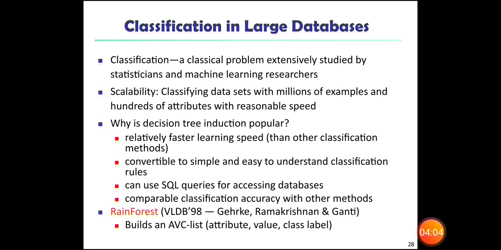The next one: why do we need to go for decision tree induction? Because of its faster learning speed. When you compare this classification with other classifications, it has a relatively faster learning speed. The second one, it is very simple and easy to understand the classification rules. When we have a classification, we try to generate some classification rules, and the generated classification rules can be easily understood by people.